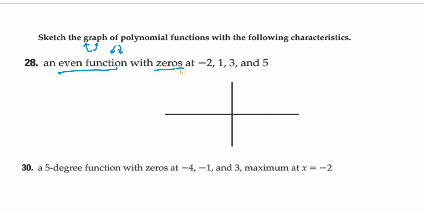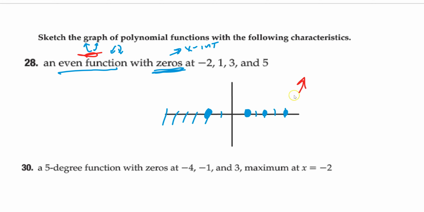My zeros, you've got to remember, what's a zero? It's an x-intercept. So let me mark off some markings here. I should have an x-intercept at -2, one at 1, at 3, and at 5. And now I know it's an even function, so it's your choice. You can start on top or bottom. I think most people like to start on top, so we'll start on top.